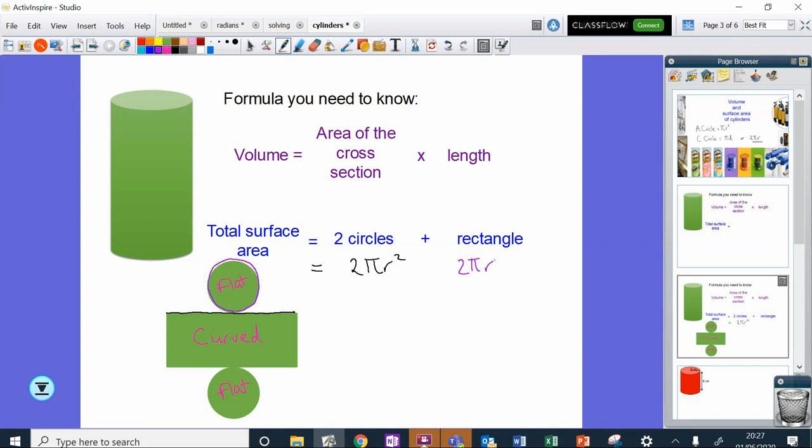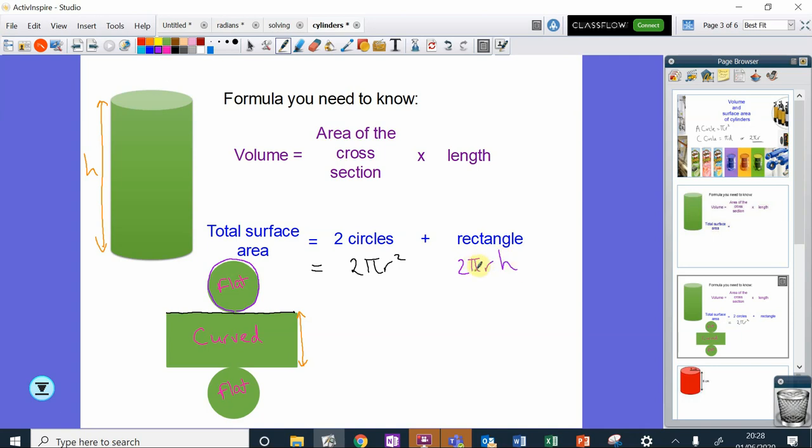Now, just change colour here to orange. Well, this length here, if you think this is the bit wrapped around the circle, this is the height of the cylinder. Could call it length. Most people call it height when it's standing up this way. So what we end up with is this formula, 2 pi r squared plus 2 pi r h.